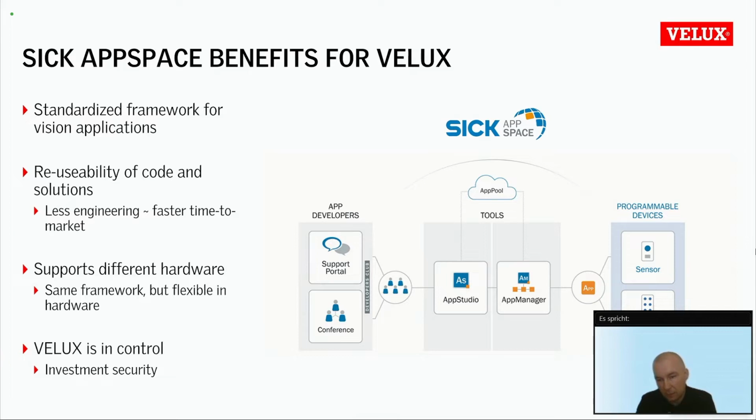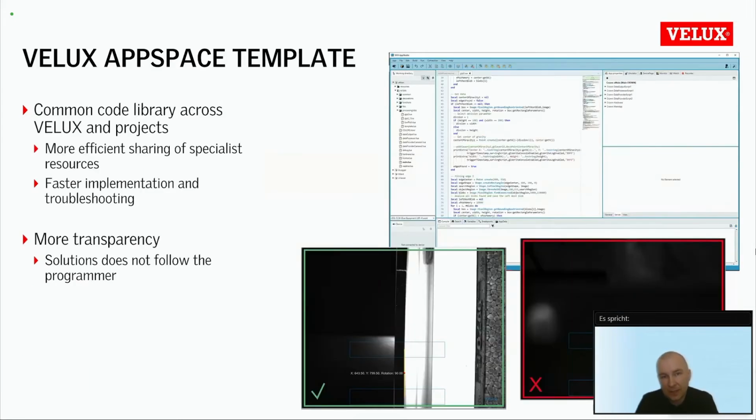We want to have the code on the device without know-how protection. So if the company that has helped us develop it either goes into bankruptcy or there is a disagreement, we still have the investment security of our solution. So by that, we have begun to make our own AppSpace template to be used in our production.